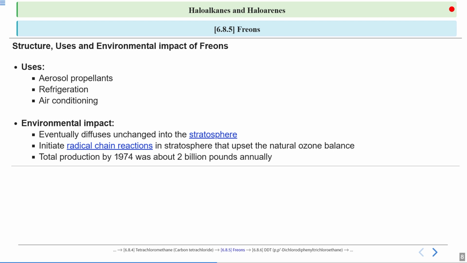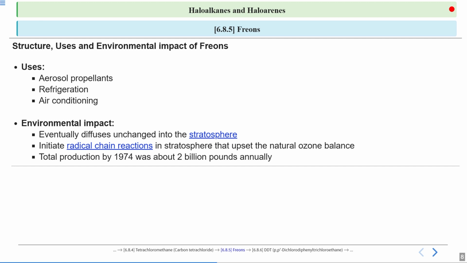Because, as we have seen, from our cooling systems it will diffuse unchanged into the stratosphere layer, which is just above the troposphere, and the troposphere is just above the earth. So above the earth we have the troposphere, then we have the stratosphere. In the stratosphere there is also the ozone layer.